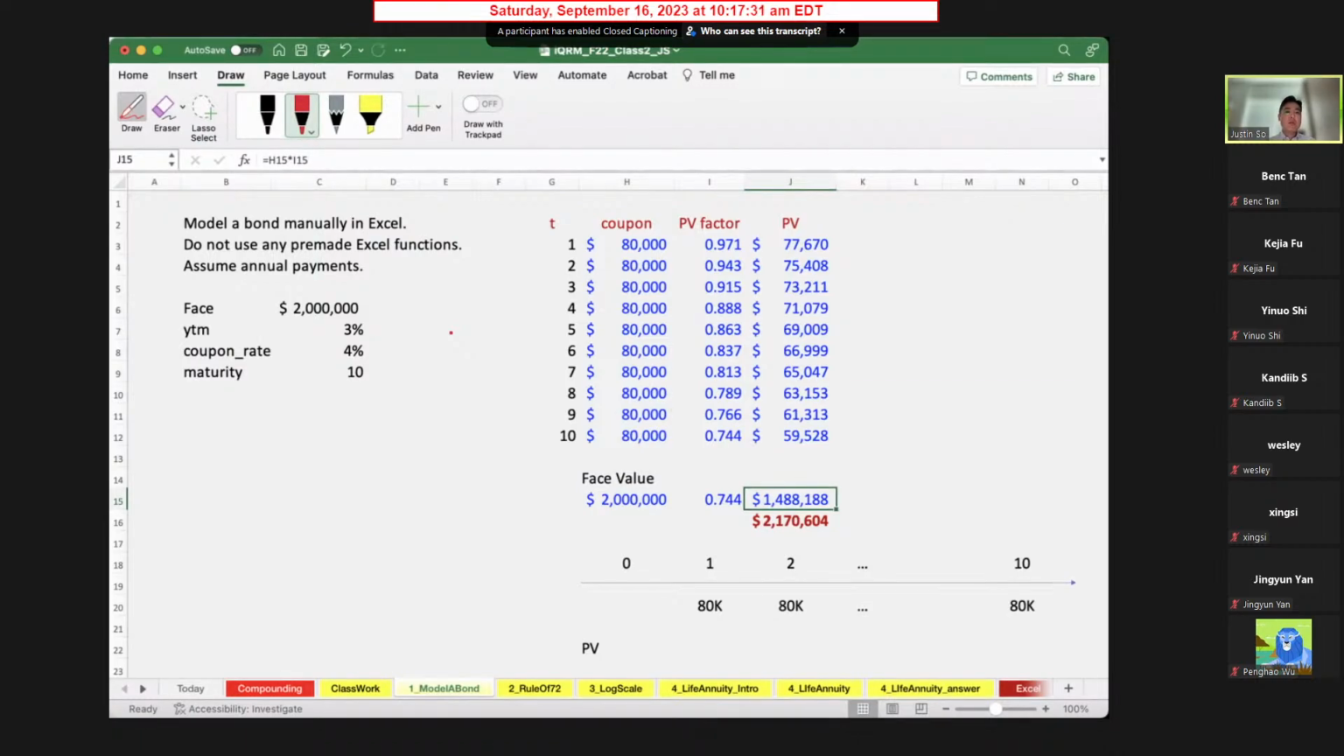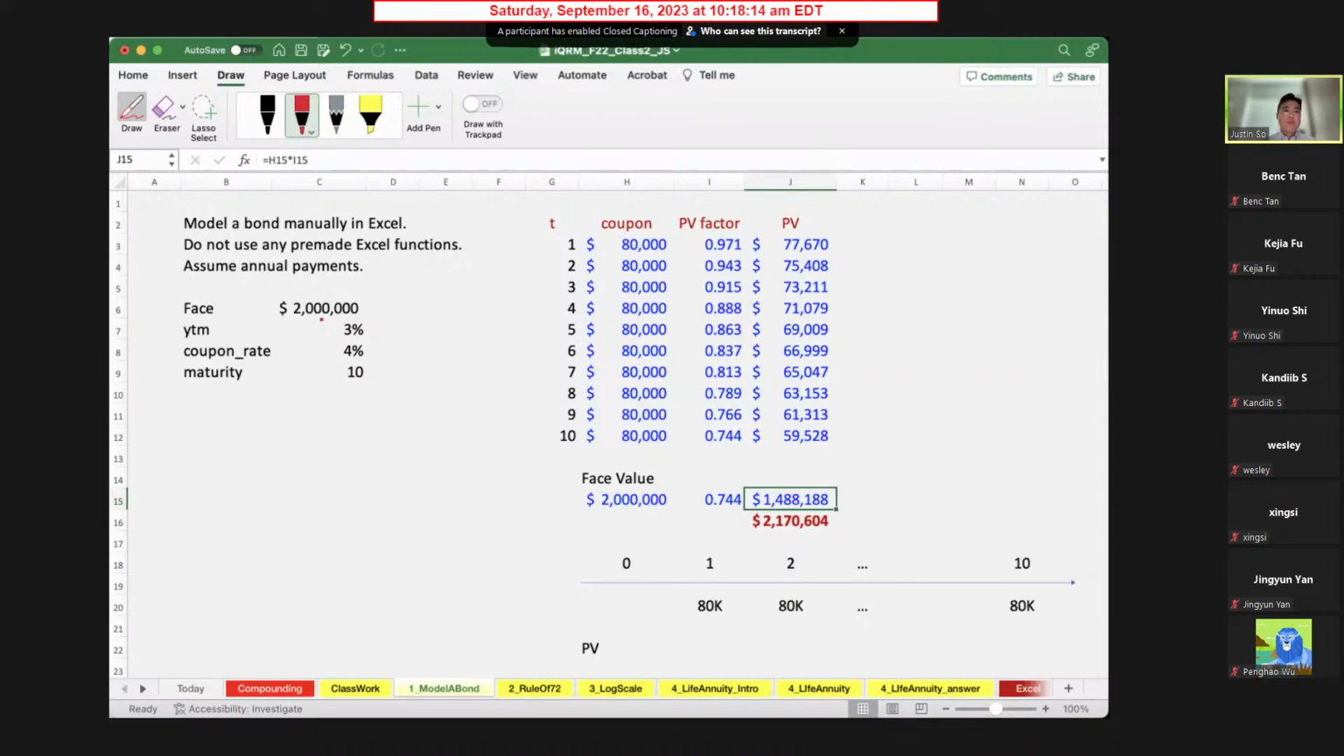Do not use pre-made Excel functions. There are pre-built Excel functions for bond calculation. So assume annual payments. The information is given here. Face value. First of all, if you're not familiar with what a bond is, or all these concepts about bonds, this is possible. You may not have the background in finance. I strongly recommend you take a finance class plus a seminar.